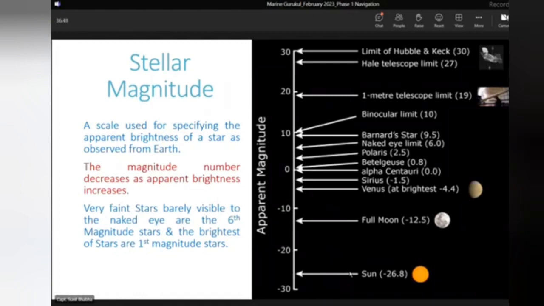So in a nutshell, it means from sixth magnitude star to first magnitude star are visible to the naked eye, correct? That's right, beta. So can you repeat which are the first and the sixth one? Ask again, beta. So which are the first magnitude stars?